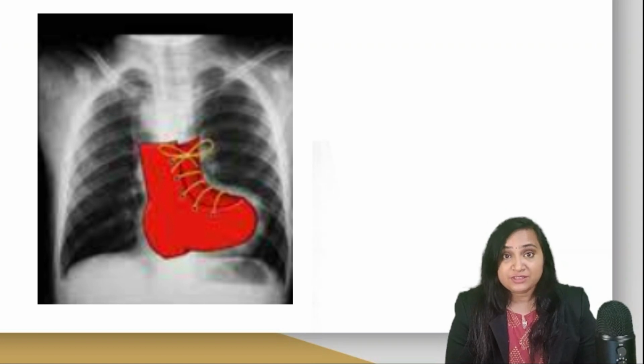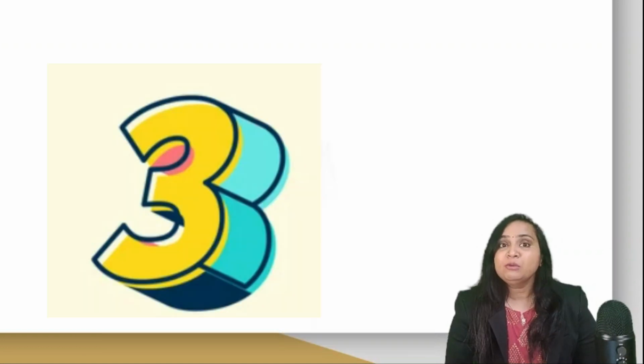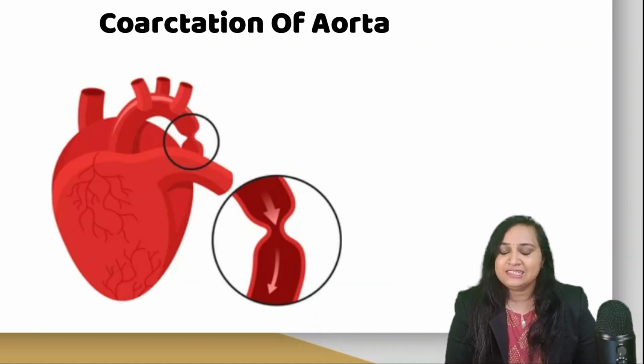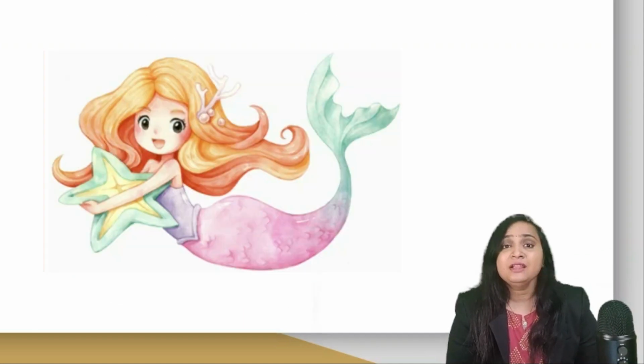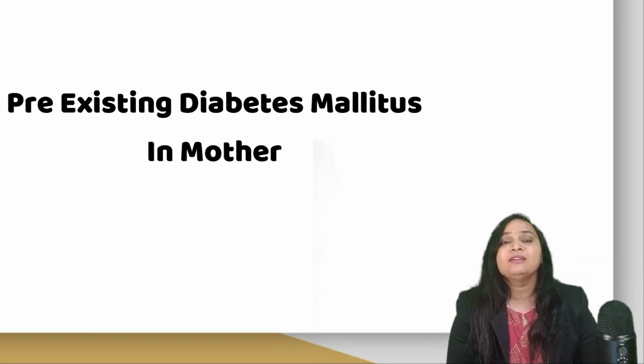On the chest X-ray, boot-shaped heart is seen in which cardiac condition? It's tetralogy of Fallot. Inverted 3 sign or E sign is seen on chest X-ray because of which cardiac condition? It is coarctation of aorta. Mermaid syndrome or sirenomelia or caudal regression syndrome is associated with pre-existing diabetes mellitus in mother.